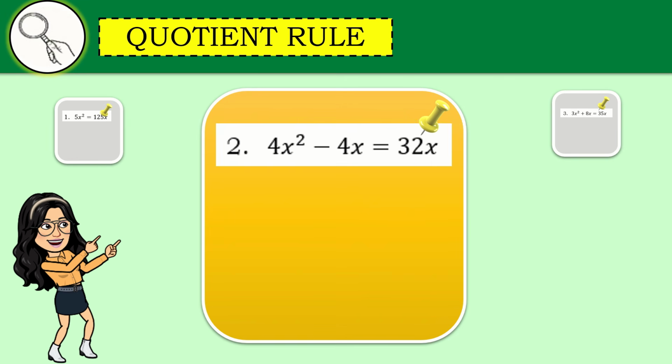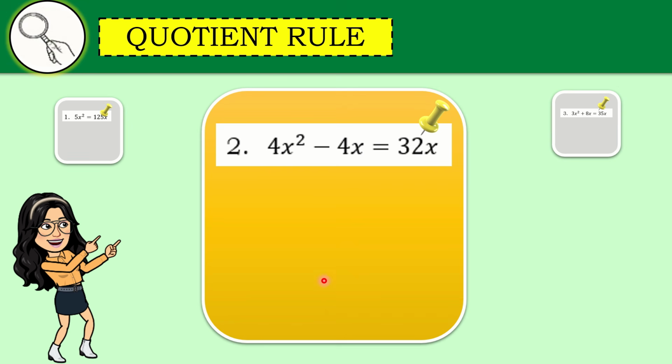Let's look at the second example. You are given 4x squared minus 4x is equal to 32. Now, what do you think? Is this a quadratic equation with a quadratic term and a linear term? Observe carefully.